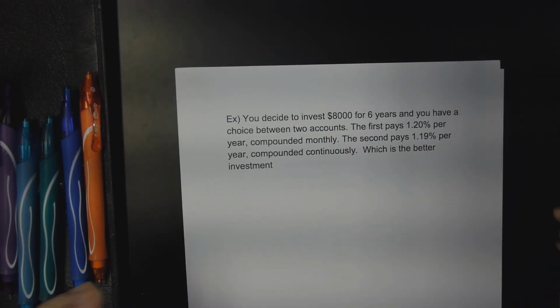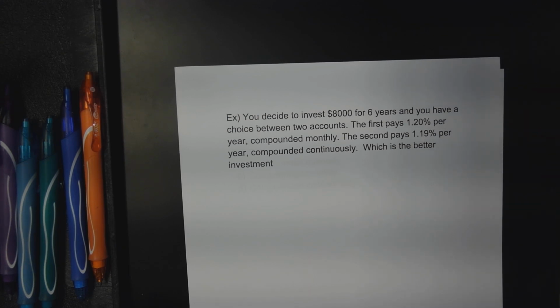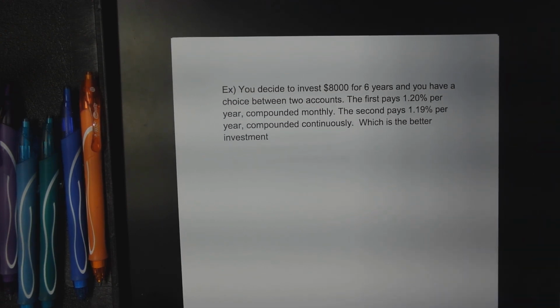So here is our little example. It says you decide to invest $8,000 for 6 years, and you have a choice between two accounts. The first account pays 1.20% interest per year, compounded monthly. The second, 1.19% interest per year, compounded continuously. Which is the better investment? So, we're going to figure this out.